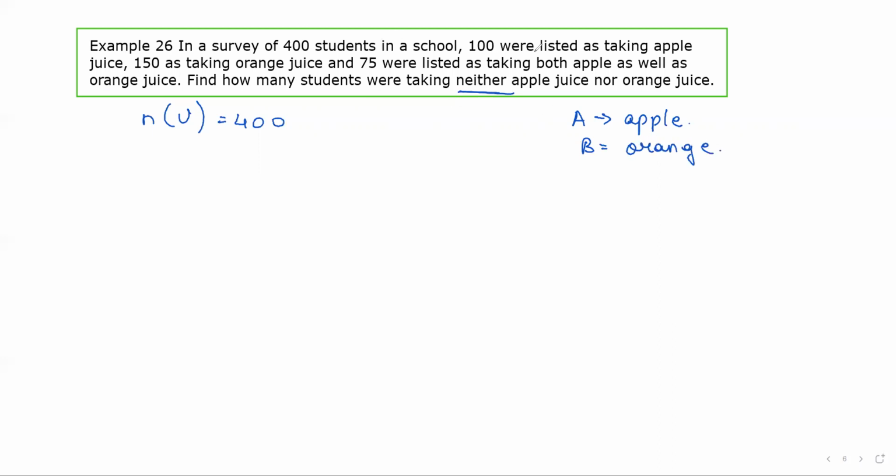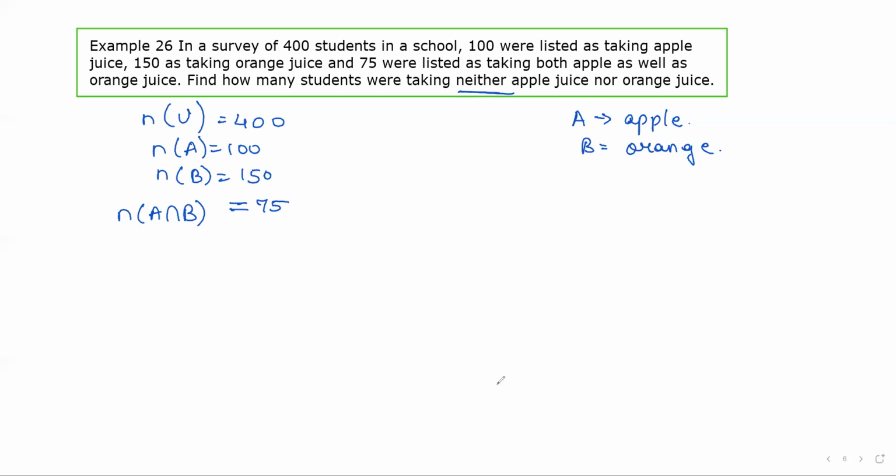Therefore, 100 are listed as taking apple juice. So number of A is equal to 100. 150 is number of B. 75 as both. So 75 are students who take both orange juice and apple juice. You have to find the number of students who take neither.